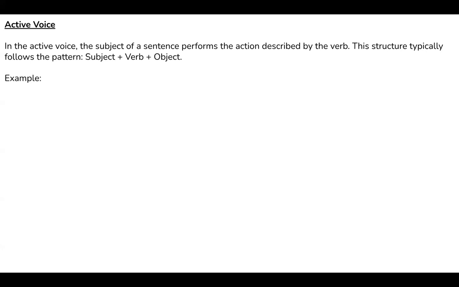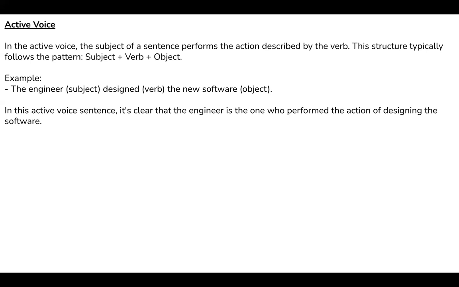A good example of that is: the engineer, which is the subject, designed, which is the verb, the new software, which is the object. Notice that this follows subject, verb, object. In this active sentence, it is clear that the engineer is the one who performed the action of designing the software. So immediately you already know that the engineer designed the software. There's no confusion on who designed this software or who did this action, right?